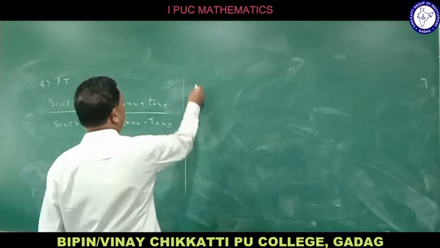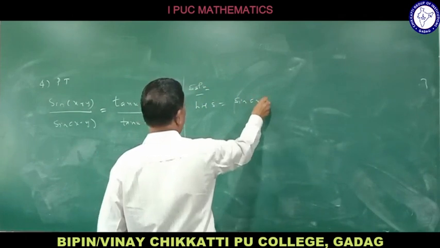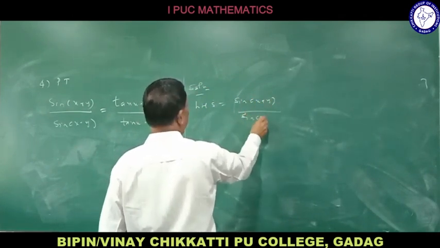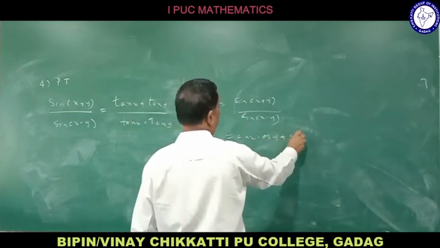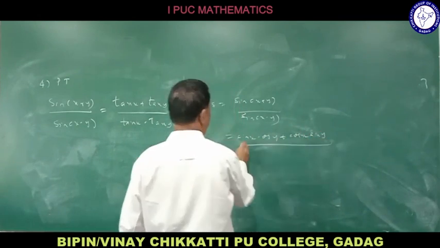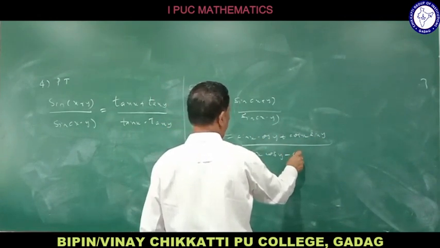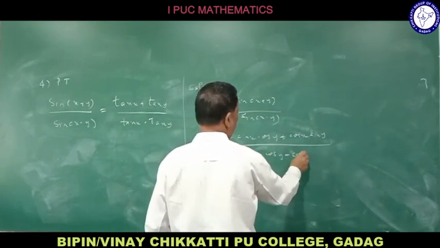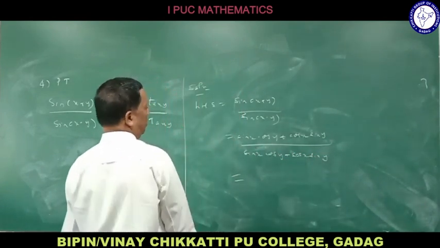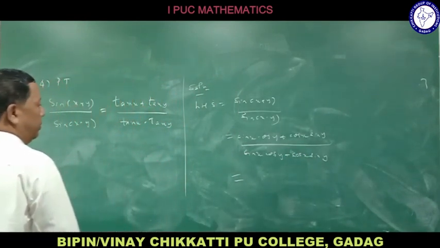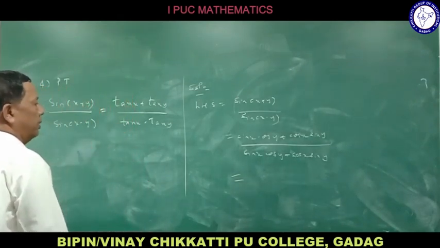Now see the result. That is LHS: sine of x plus y divided by sine of x minus y. So you see the expansion: sine x cos y plus cos x sine y, divided by sine x cos y minus cos x sine y. Dividing numerator and denominator by cos x cos y, you have to find out, you have to go for cos y. So accordingly you can see the result.